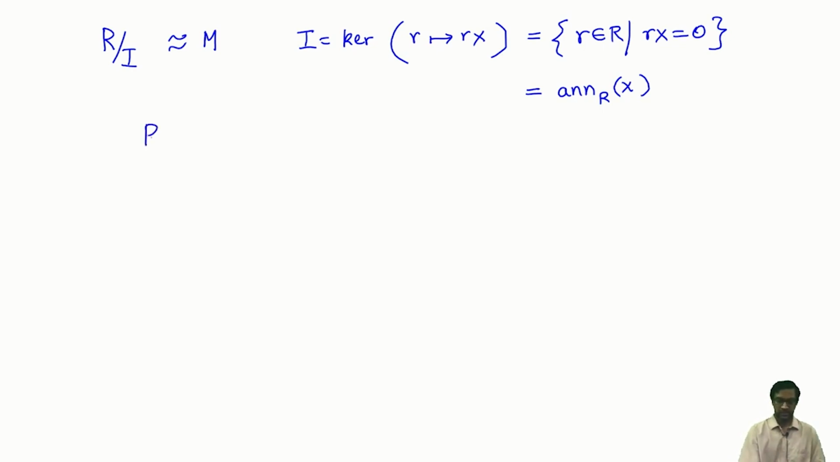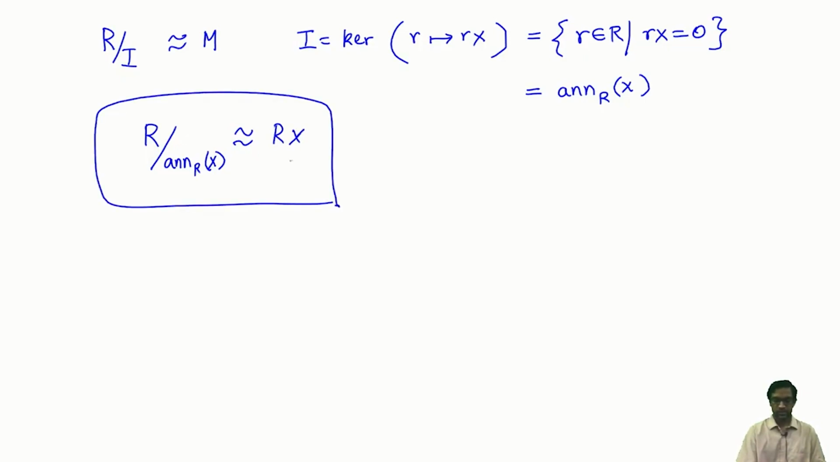This is sometimes another form in which you will see this: R modulo the annihilator is isomorphic to the submodule generated by that element x. This is assuming that x is inside some module. In this case, we have assumed that Rx itself is M.